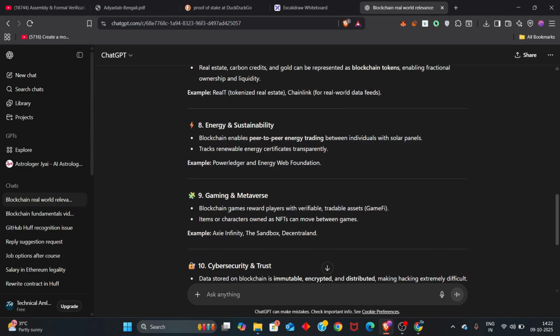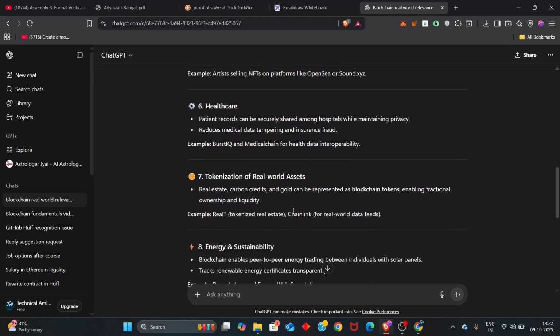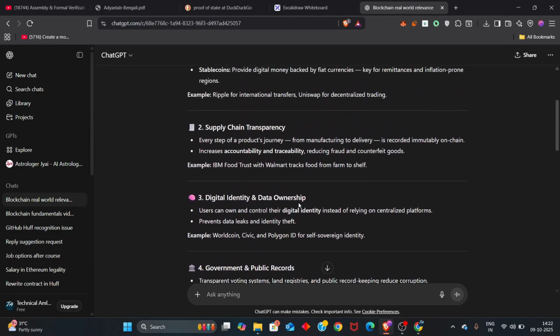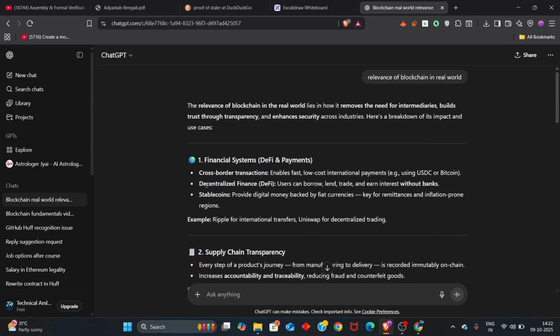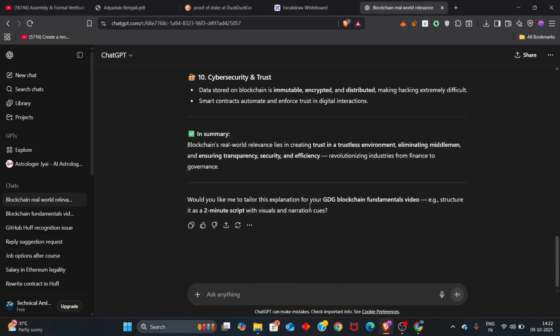Another relevance is gaming and the metaverse. You can use blockchain technology to make games, but I have never created a game in my entire blockchain journey, so I cannot say anything about that. But I have created projects around tokenization. You can tokenize anything you see. I created projects on digital identity, data ownership, supply chain transparency, and financial systems. There is DeFi, or decentralized finance, and all of that. You can do all of that with the help of blockchain. That is how it is relevant.